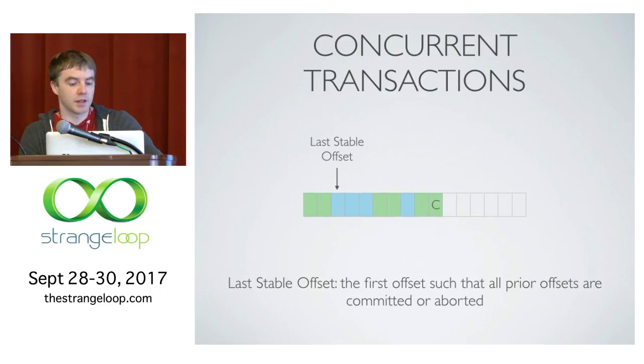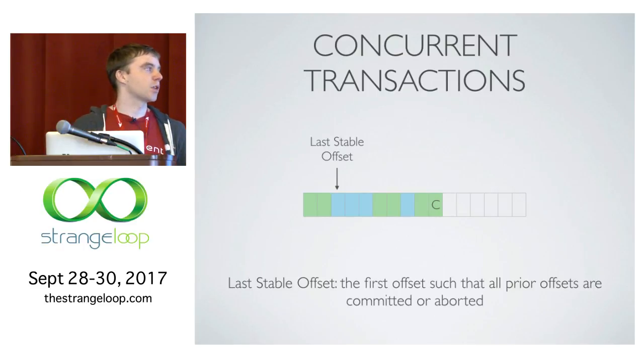What we do is we weaken the read semantics a little bit, and we say that, okay, we can return part of that transaction, but we don't return any data past this undecided point. What we call the last stable offset is the offset such that all prior messages at earlier offsets have been committed or aborted, and everything up to that point is fetchable.